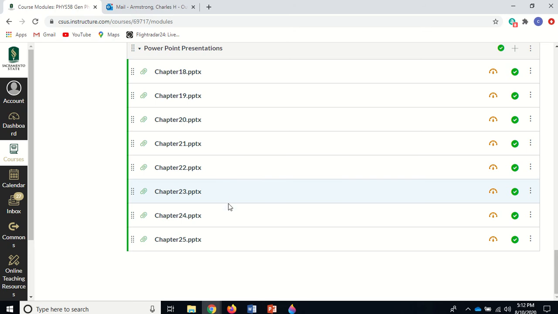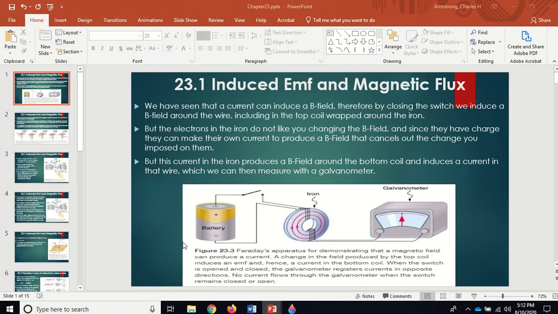All right, so here is the PowerPoint for chapter 23. This one talks about induced EMF and the magnetic flux. We have seen that a current can induce a magnetic field. B field is short for magnetic field. Therefore, by closing the switch, we induce a B field around the wire, including in the top loop wrapped around the iron. So here is what we're doing.